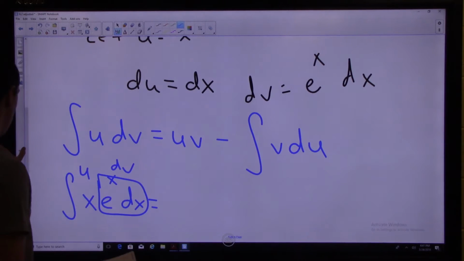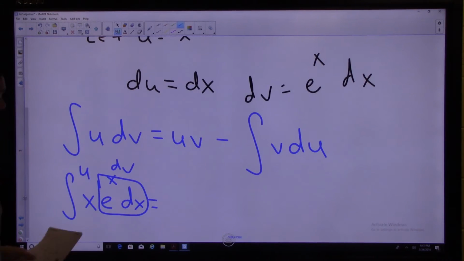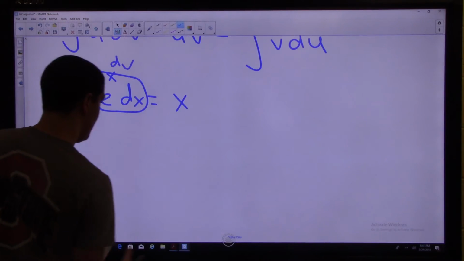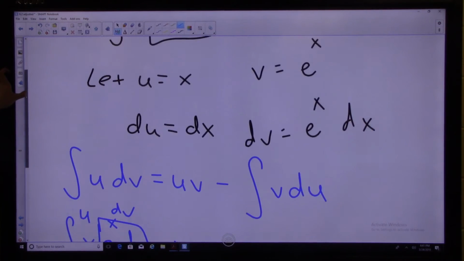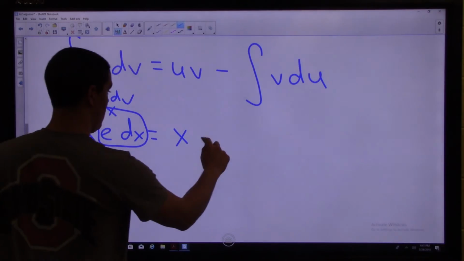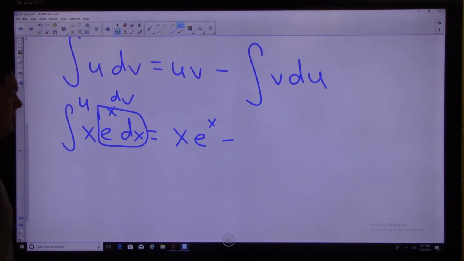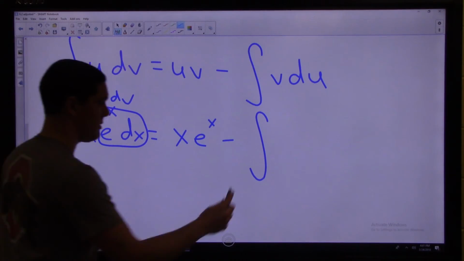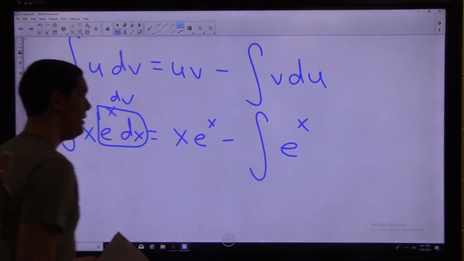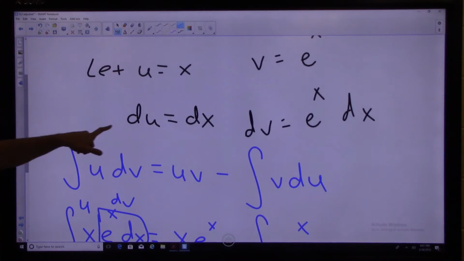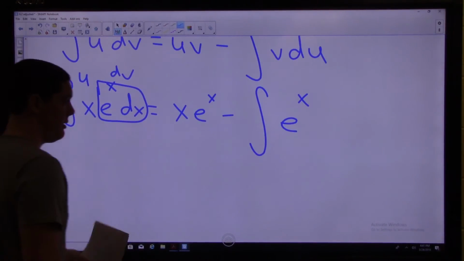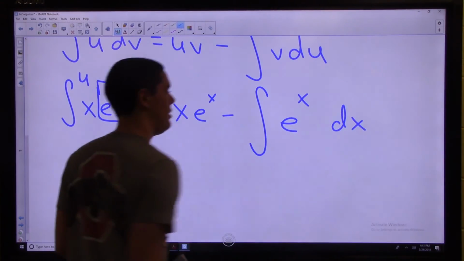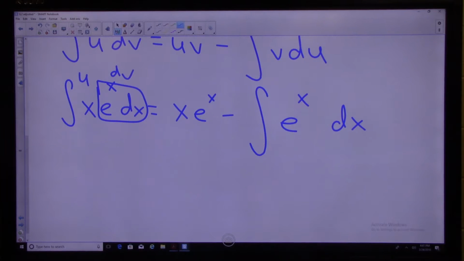So what did we say u is equal to? Yeah, u is equal to x. What did we say v is equal to? It's equal to e to the x, minus the integral. What's v? Well, it's still e to the x, right? And what's du? Well, du is just dx, so that's nice. There it is. Okay. So now we just got to do a little bit of work.